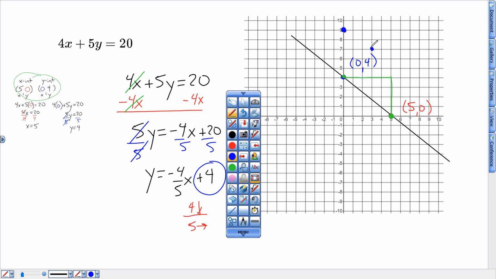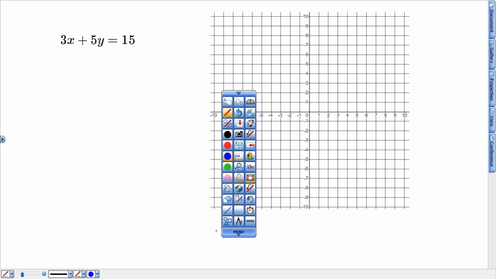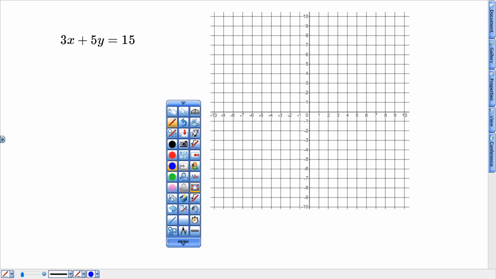Fourth word is hippo. What I'd like you to do is try one on your own. I'd like you to solve this by graphing using just the x and y intercepts. If you want to try to solve this for y and graph it that way, feel free, but I'd rather you graph this doing x and y intercepts. Remember, the x-intercept has y plugged in as 0. The y-intercept has x plugged in as 0.